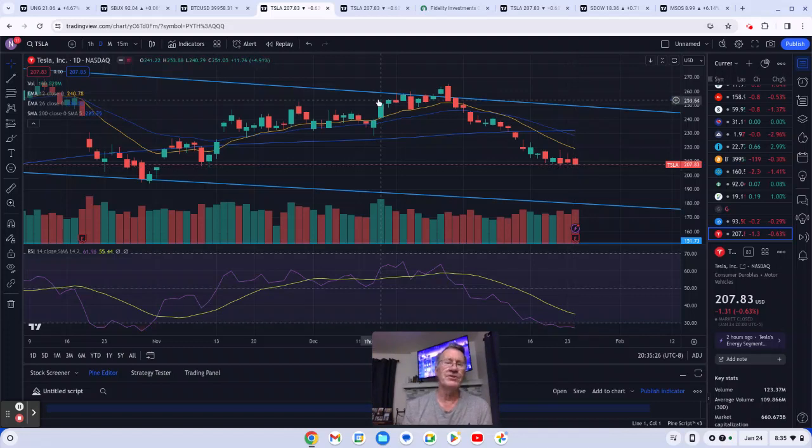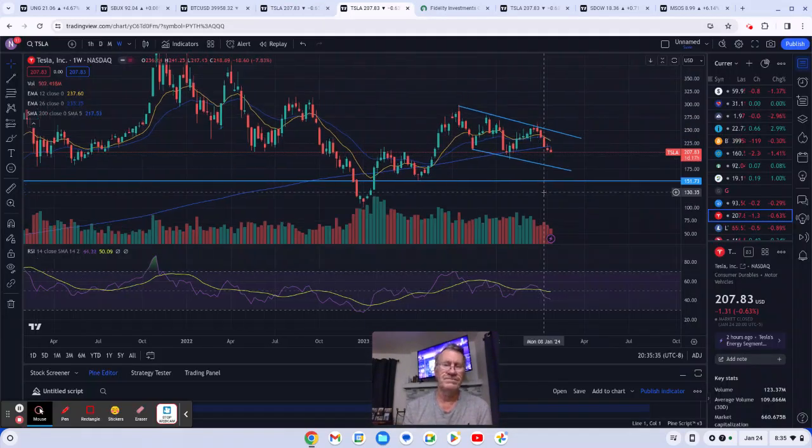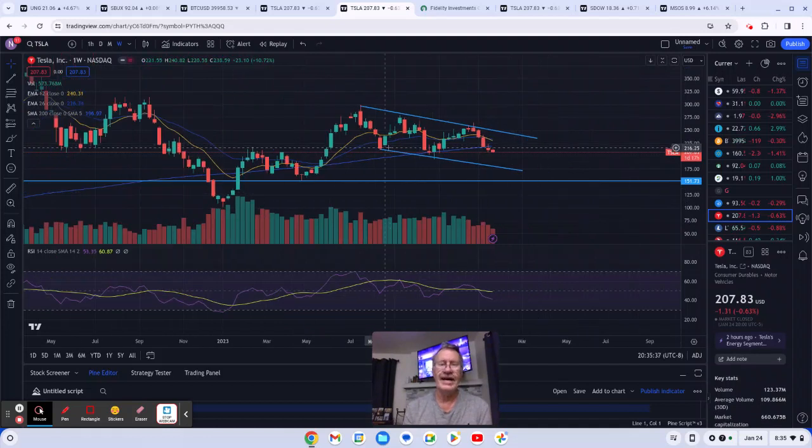So in the bigger picture, jumping over to the weekly chart, let's look at it. Here's how the weekly chart looks. What I did is I actually adjusted this line with a slightly lower slant to line up with this one.